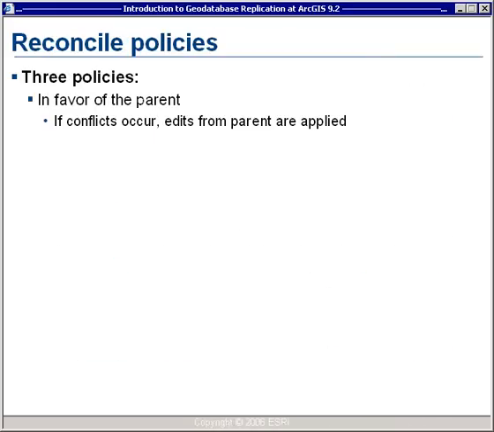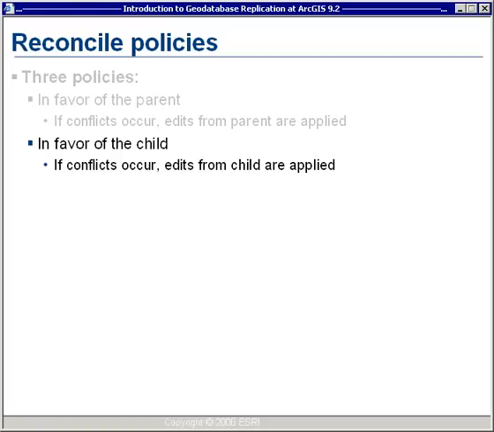Now I'd like to discuss synchronization and conflict detection. During synchronization, if there are edit conflicts, a reconcile policy is used to determine how to handle those conflicts. There are three reconcile policies to choose from. In favor of the parent, where if an edit conflict occurs, the edits from the parent geodatabase are automatically applied. Next, we have in favor of the child, where any edits from the child geodatabase are automatically applied if there is a conflict.